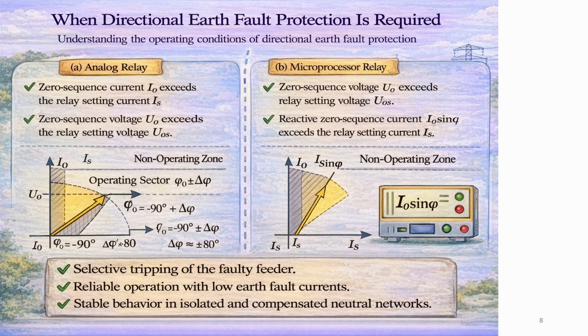In both relay types, the non-operation zones are clearly defined. Those zones are shown as shaded areas in the diagram and prevent unwanted tripping during normal operation or external faults. Directional earth fault protection ensures selectivity, tripping of faulty feeders, reliable operation with low earth fault currents, and stable behavior in isolated and compensated neutral networks.